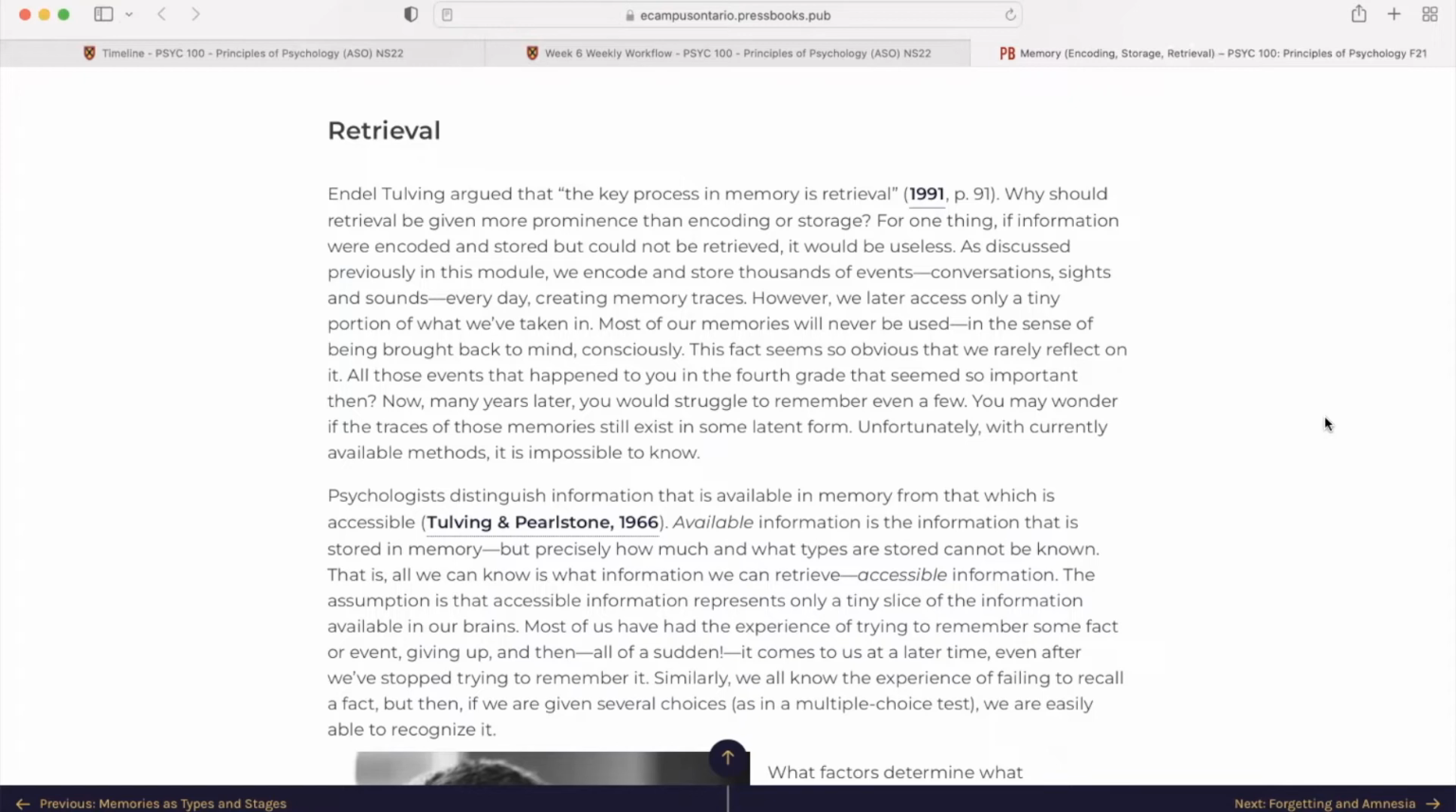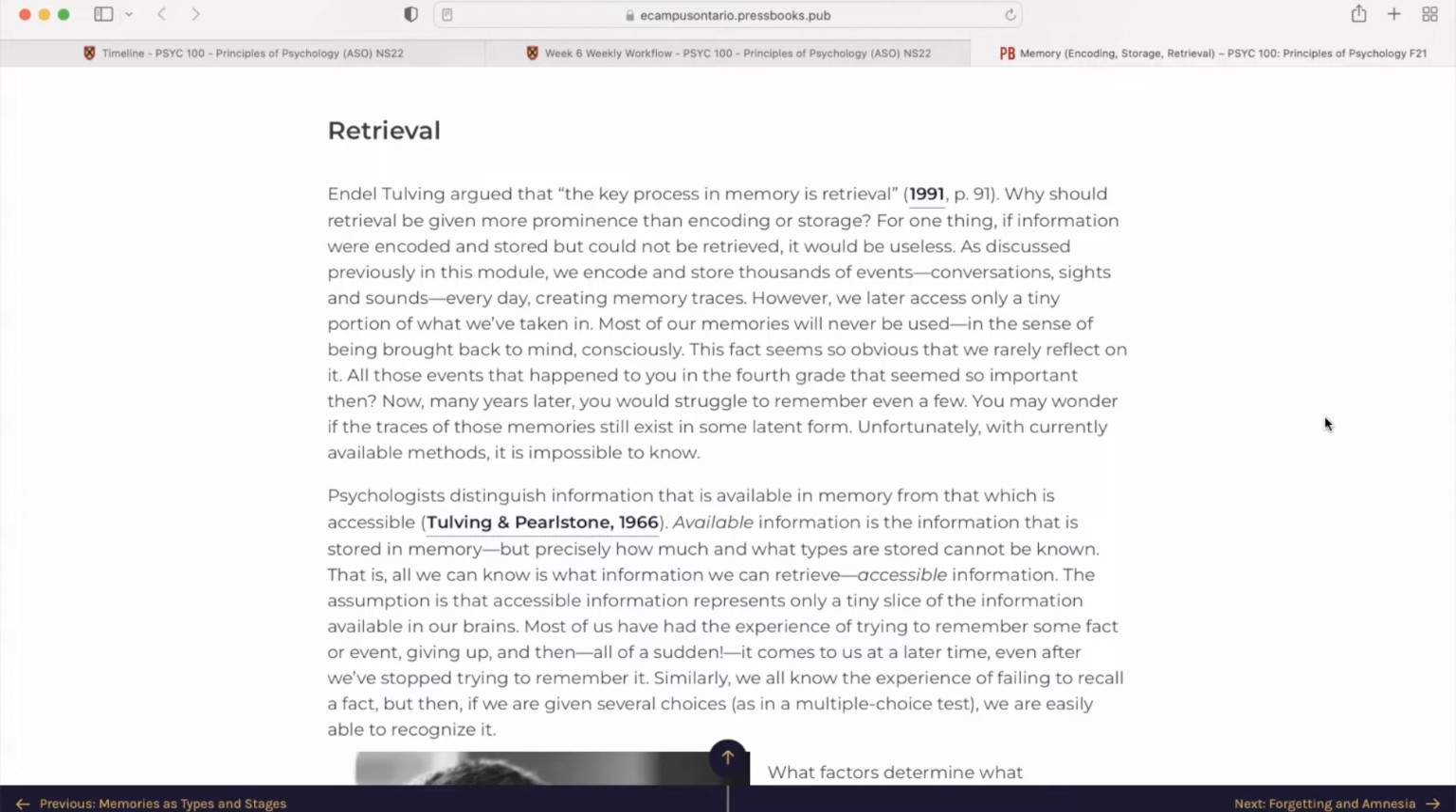As discussed previously in this model, we encode and store thousands of events, conversations, sights, and sounds every day, creating memory traces. However, we later access only a tiny portion of what we've taken in. Most of our memories will never be used, in the sense of being brought back to mind consciously. This fact seems so obvious that we rarely reflect on it.